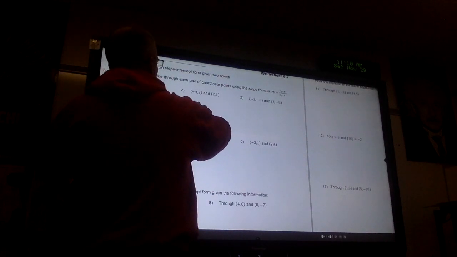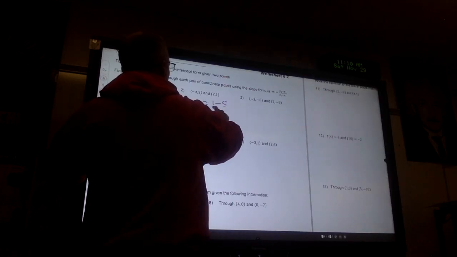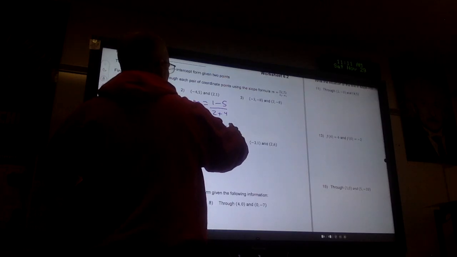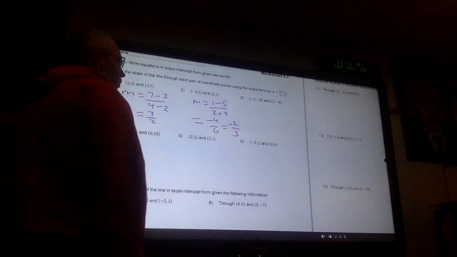And then I'm going to do 1 minus 5 over 2 minus minus 4, which is 2 plus 4. So we're going to wind up with negative 4 over 6, which is negative 2 over 3. That's our slope. So we'll reduce that.